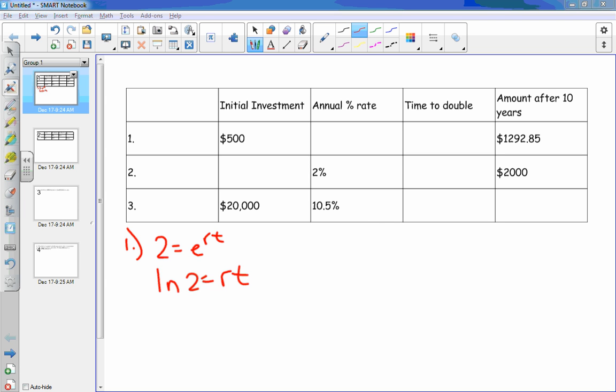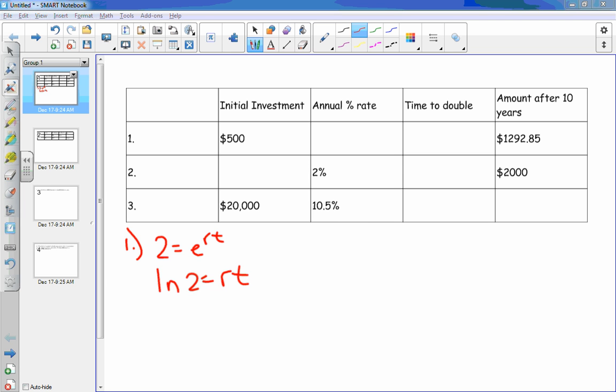Now, obviously, we run into an issue here, don't we? We don't have our rate. So, yes, I have the information that I need to do that, but until I find my rate, I cannot finish this problem, right? So I come over here and I'm like, okay, well, how do I find my rate?